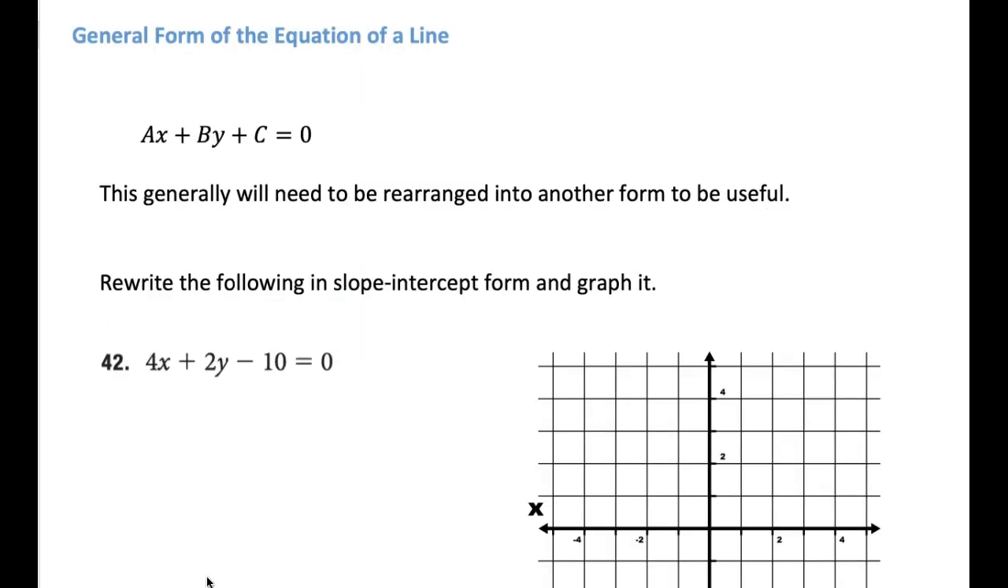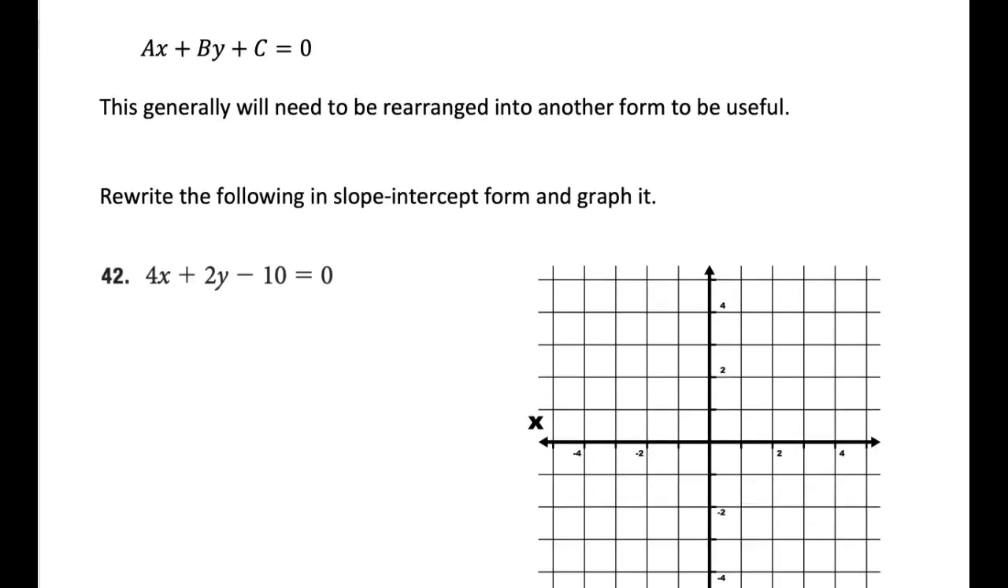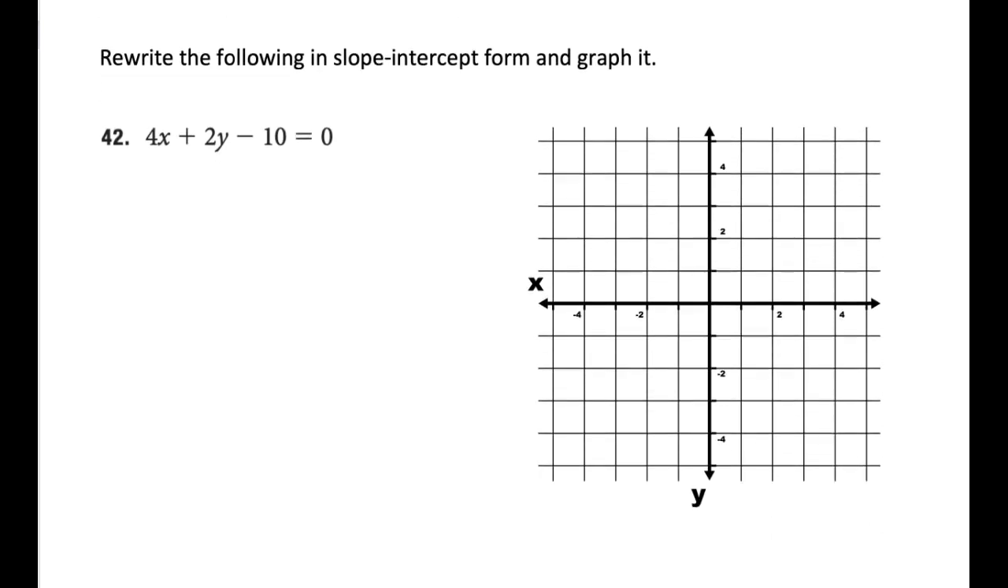Okay, so the next thing we're going to talk about is the general form of the equation of a line. The general form is ax plus by plus c equals 0. These generally need to be rearranged into another form so that you can figure out what's going on and so they can be useful. So down below here is an example of one, number 42, that's in the general form of the line. So we need to rearrange it into slope-intercept form in order to graph it. So the question is asking us to rewrite it and graph it.